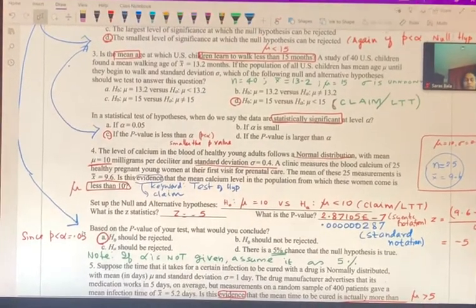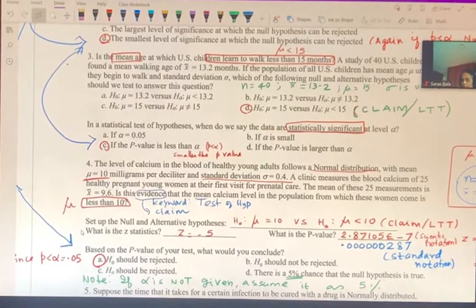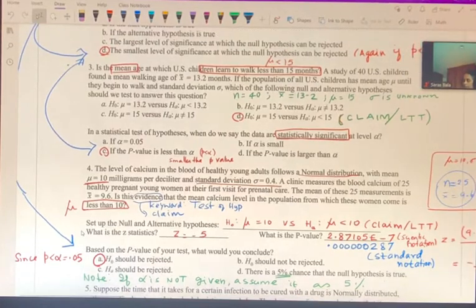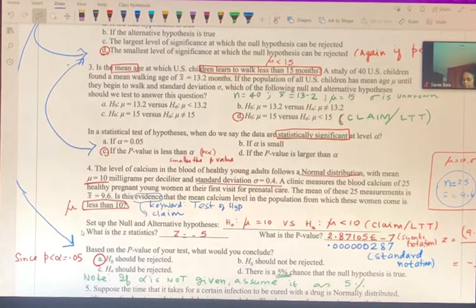The 40 sample size is going to give you the mean, which is 13.2. The population of all US children has age mu until they begin to walk, and standard deviation, some number, sigma. It's not given in the problem, that's okay. Let's see the question. Which of the following is going to be your null and the alternate hypothesis?